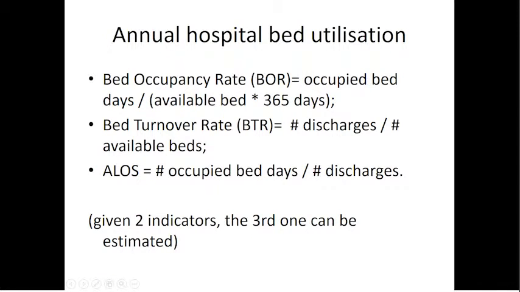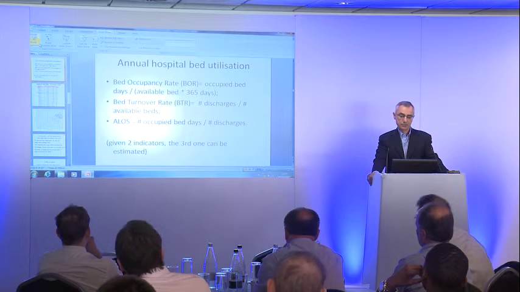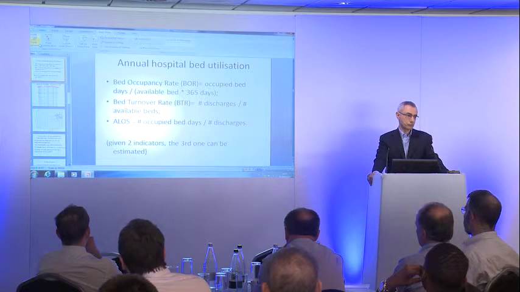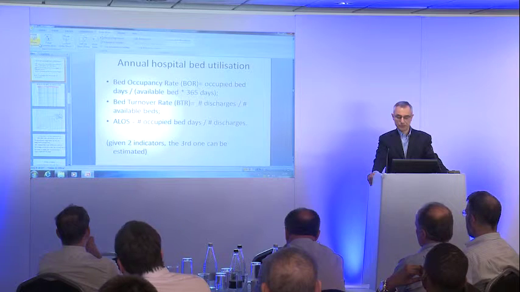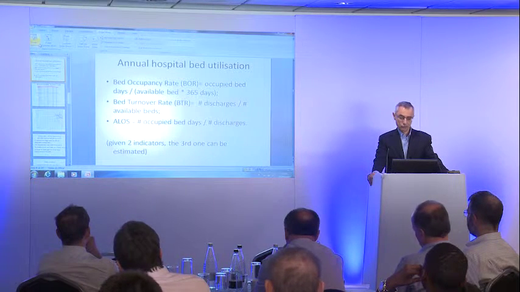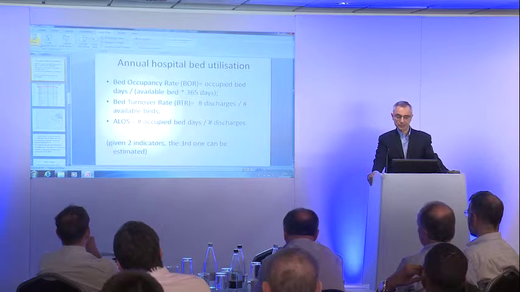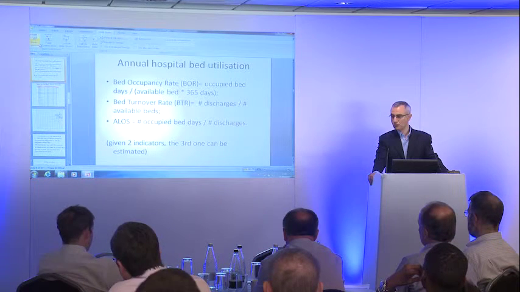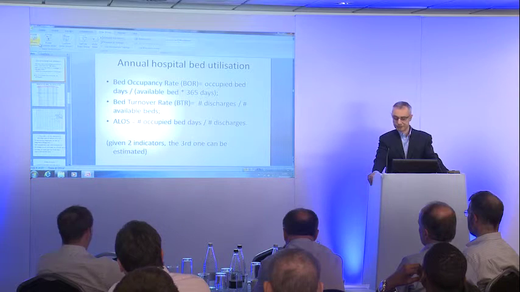So if we see the major indicators, we have the bed occupancy rate that is basically the occupied bed days divided by the available beds multiplied by 365 days. The bed turnover rate is the number of discharges divided by the number of beds. And the average length of stay is occupied bed days over all available bed days.